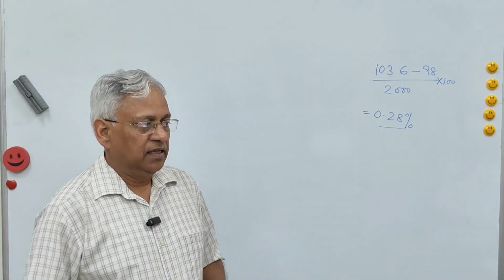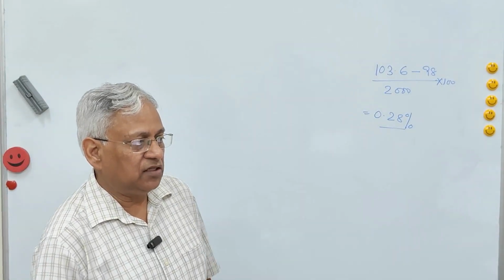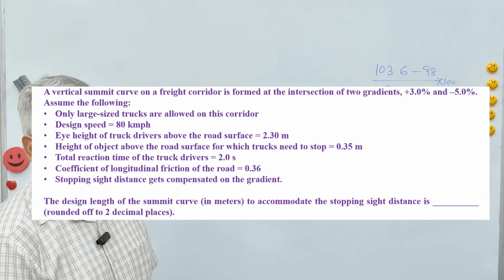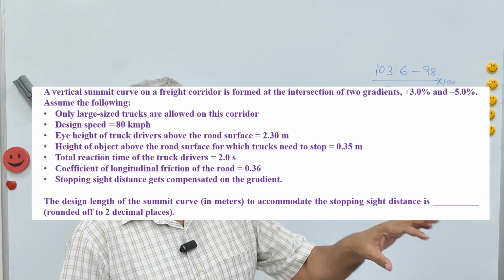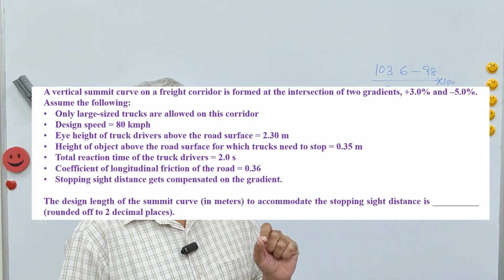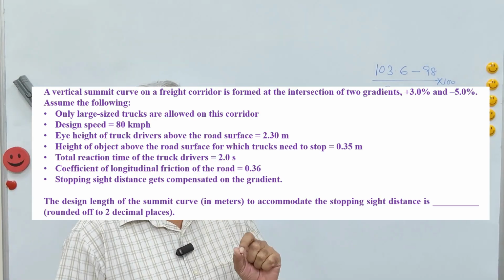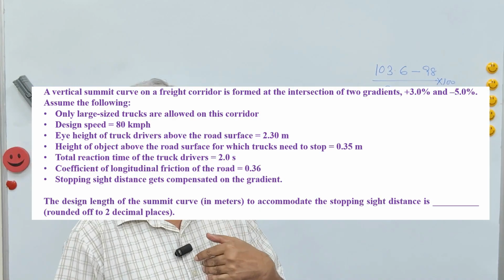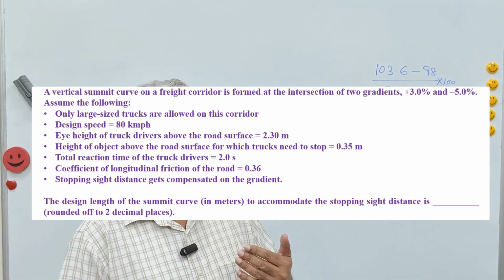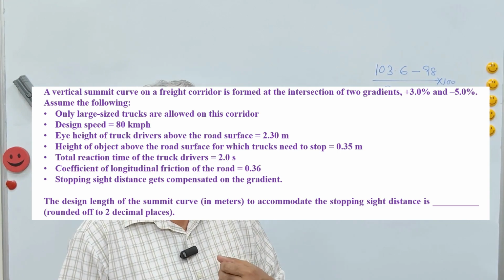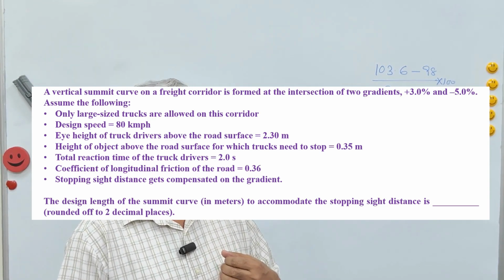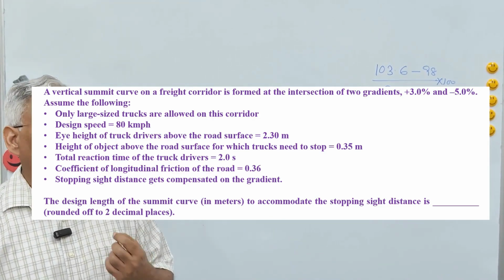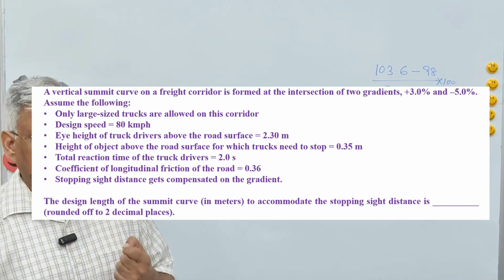Question number 4. A vertical summit curve on a freight corridor is formed at the intersection of two gradients, plus 3% and minus 5%. Assume the following. Now these are the data given. Only large size trucks are allowed, where design speed is 80 km per hour, height of the truck driver above road surface 2.3 meter, height of the object above road surface for which the truck needs to stop 0.35 meter, total reaction time 2 seconds, coefficient of friction 0.36. And the question is: what would be the design length of the summit curve?